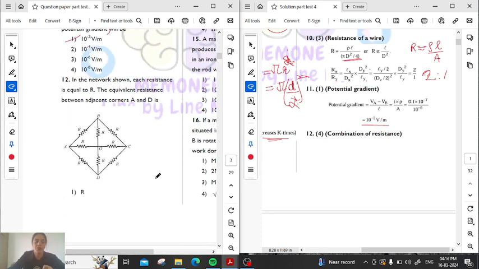Okay, so let's move to question number 12. In question number 12 we are given a network. This question is from a network of resistances, meaning we have a circuit diagram having multiple connections. That means this question is from combination of resistances in our current electricity chapter. In the network shown, each resistance is equal to R. We need to find the equivalent resistance between this corner A and this corner D.